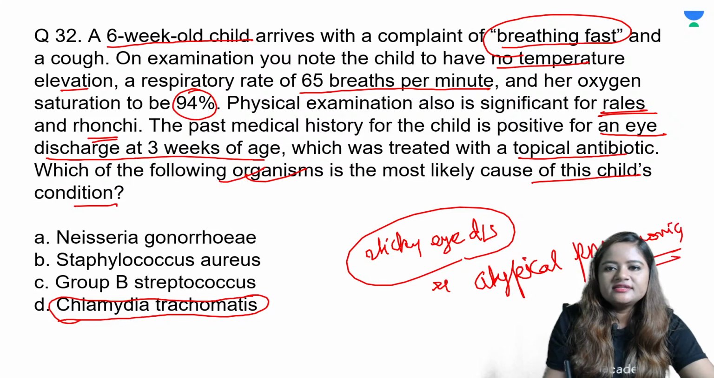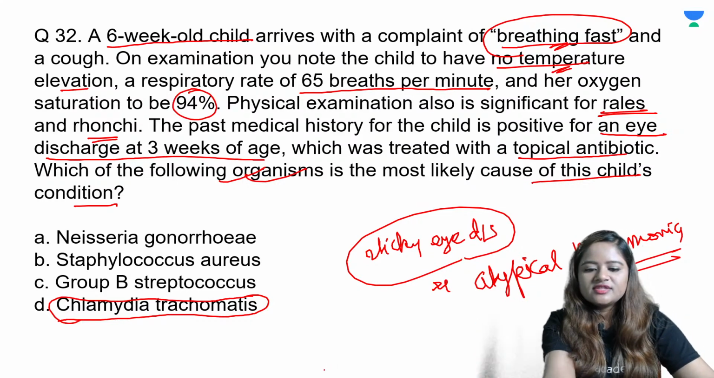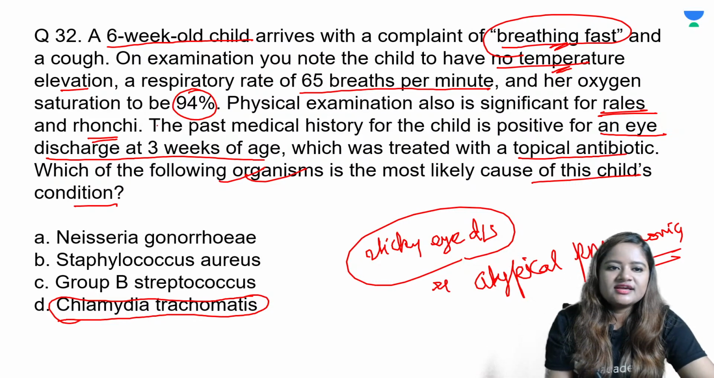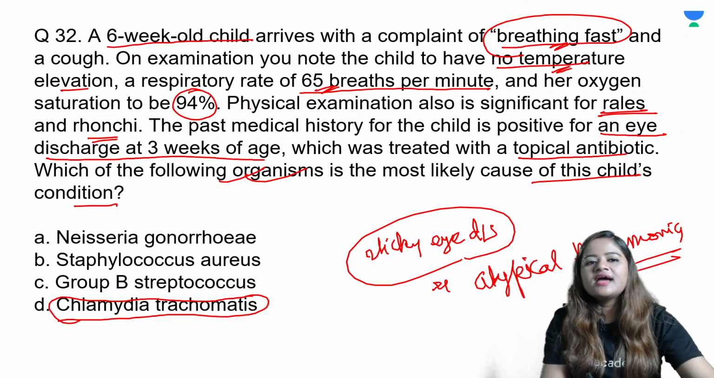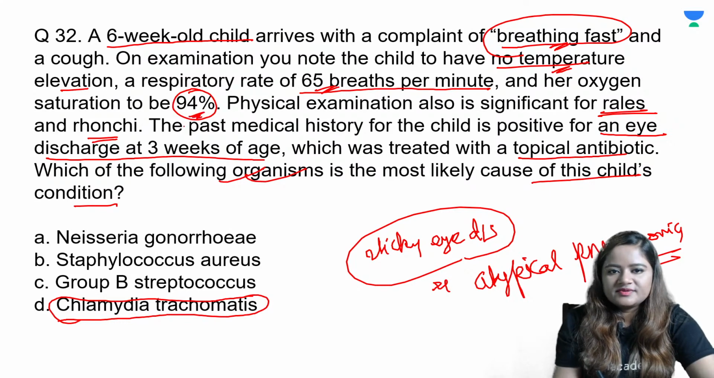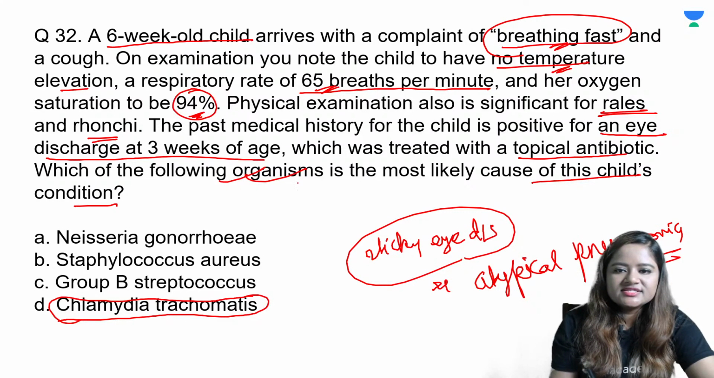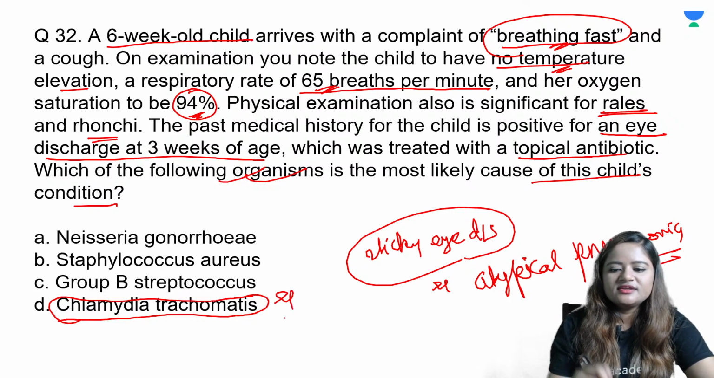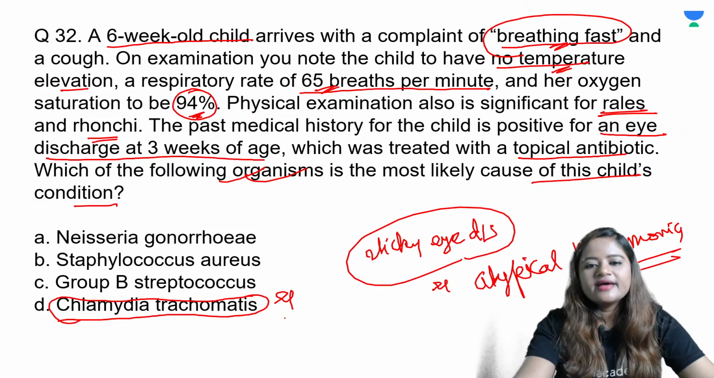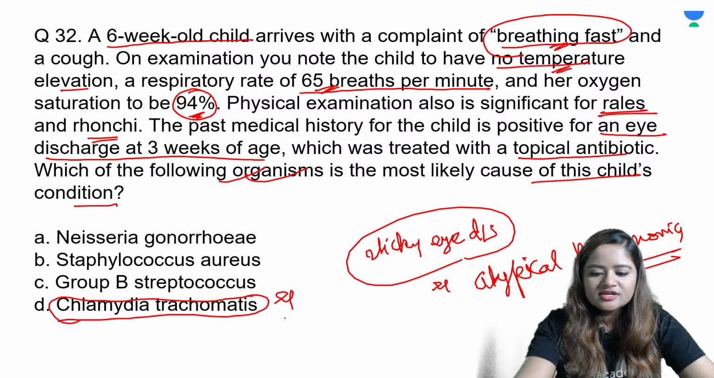The question is telling that the baby has got fast breathing, but there is no elevation in temperature because it is a viral pneumonia. So that might not present with classical toxic features like high temperature, but the respiratory rate is 65 per minute. That means the distress is present and her saturation level is also only 94%. Physical examination is significant that the child has got rales and rhonchi in the chest and also has got history of having eye discharge at 3 weeks of age. So in the neonatal age group, you should always remember chlamydia is one infection that can lead to atypical pneumonia and also has got sticky eye discharge clinically. So if that is the combination, then it classically fits into option number D.